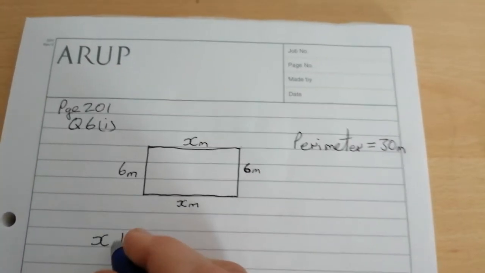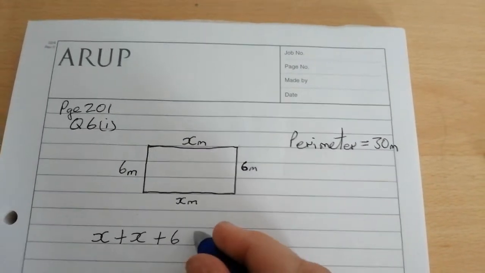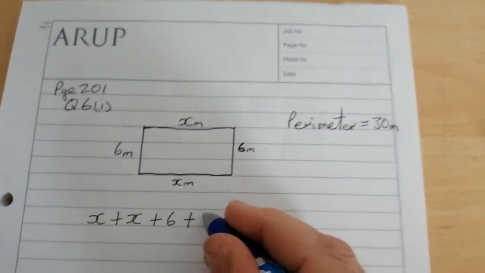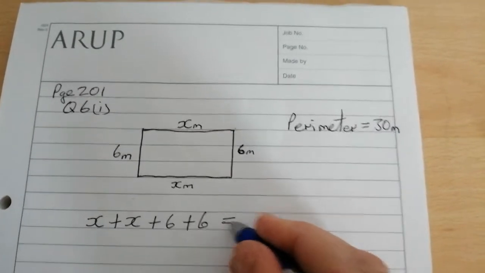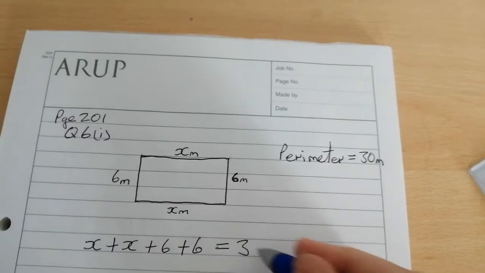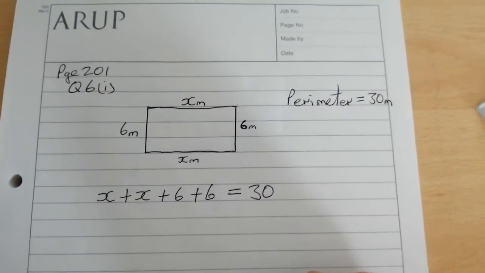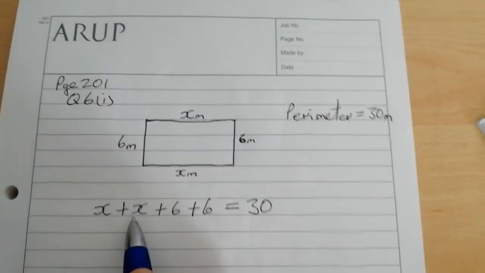plus the other X plus this 6 plus the other 6 here should all add up to, well, they've told us the perimeter already is 30 meters, so should all add up to 30. Okay, so there we go. We have an equation. Now all we have to do is solve the equation and find the value of X.